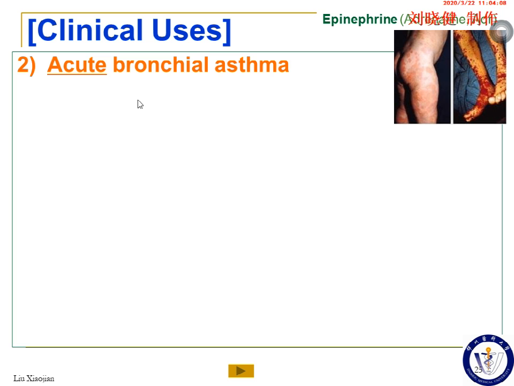Other allergic reactions like acute bronchial asthma or bronchospasm, this drug is also very useful. It activates beta-2 receptor and induces bronchodilation. It also activates beta-2 and then decreases the release of histamine. So it is really helpful to improve the symptoms of apnea or difficulties in breathing. So when you study the drugs used to treat asthma, you will study this drug, beta receptor agonist, again.